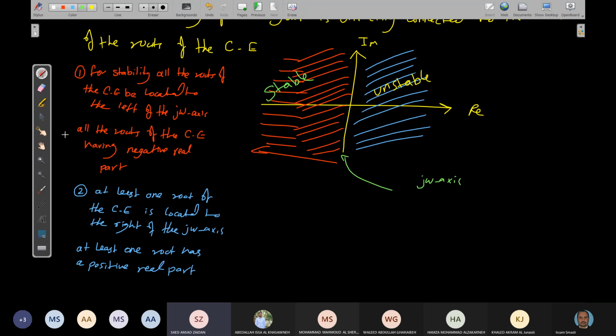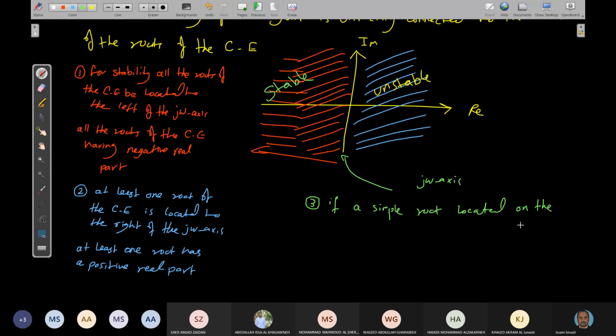I will not say one root, I will say simple root. Why? Because the complex roots are impossible to be one root. The complex must be paired. So I will say a simple root. If a simple root is located on the j omega axis and all the other roots are on the left. If one is on the right, the system will be unstable.